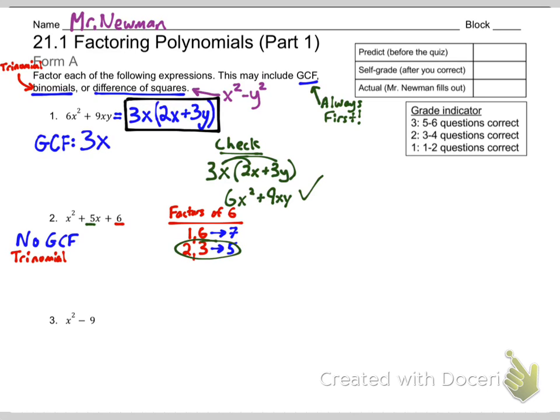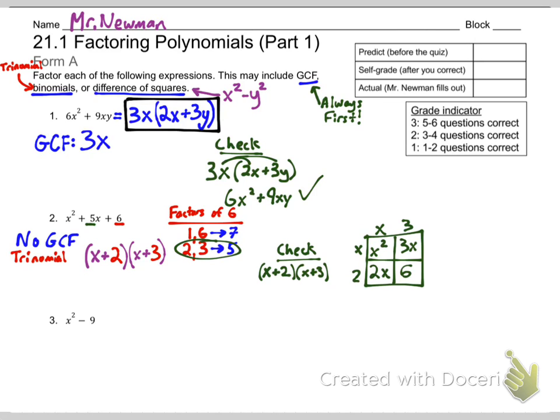So those are the factors we're going to use. We're not done yet, though, because remember, we have to write that inside of x plus something times x plus something. So our final answer is x plus 2 times x plus 3. To check this, I'm going to multiply that out using a box. So I multiply it out, and I should get x squared plus 5x plus 6, and I do, so I know that is the correct answer.